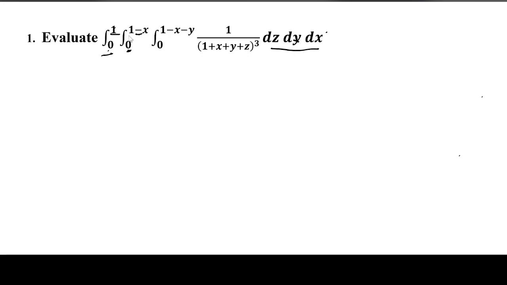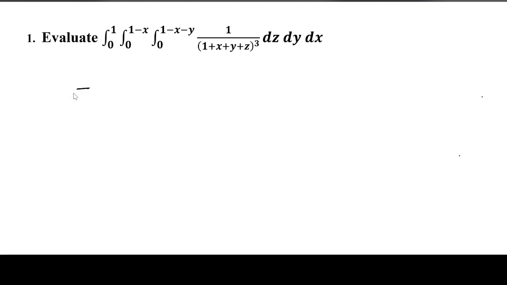You observe here it's a function of x. The upper limit can be a function of x, the lower one can be constant. The innermost limit is a function of both x and y. The lower limit is again constant. We'll see how to evaluate this integral.